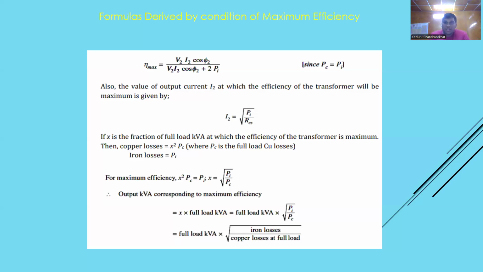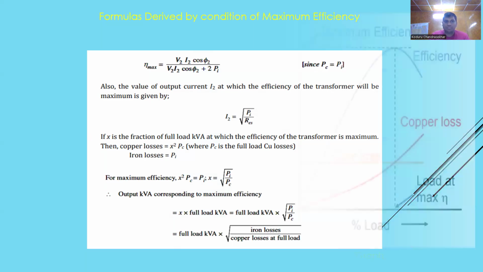The formulas derived by the condition of maximum efficiency are: efficiency eta maximum is equals to V2 I2 cos phi 2 divided by V2 I2 cos phi 2 plus 2 Pi, since Pi is equals to Pc. So the value of the output current I2 at which the efficiency of the transformer will be maximum is given by I2 is equals to under root of iron losses divided by secondary resistance R2 ES. Okay, another important formula to be noted here is that the value of x at maximum efficiency is under root of iron losses divided by copper losses.